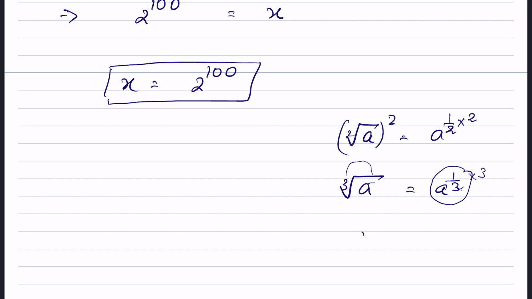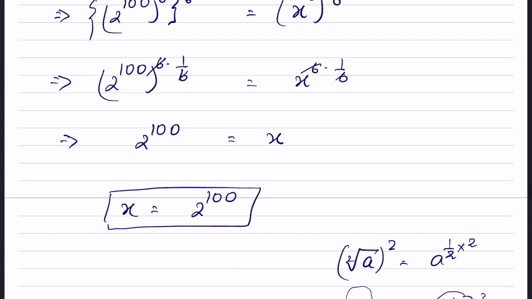So if we have a raised to the power of 1 upon 6, that means it is under 6th root of a. So to remove the 6th root, we multiply both the side with the exponent 6. That will remove the 1 upon 6 exponent. That's why we have raised both the sides to the power of 1 upon 6.